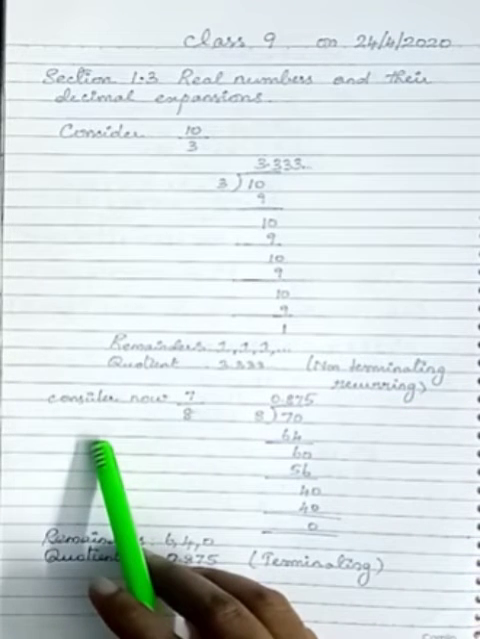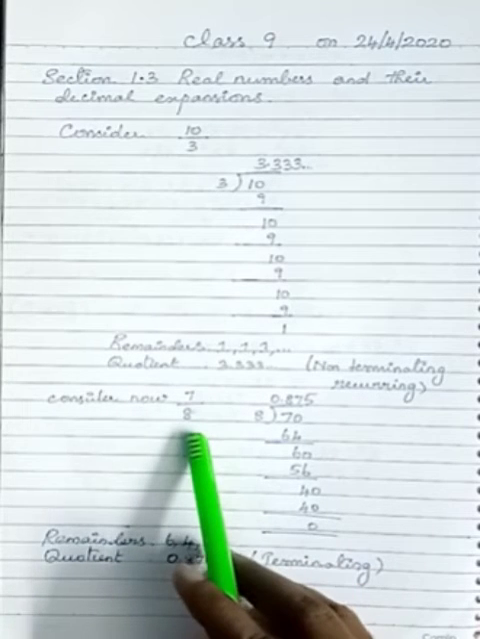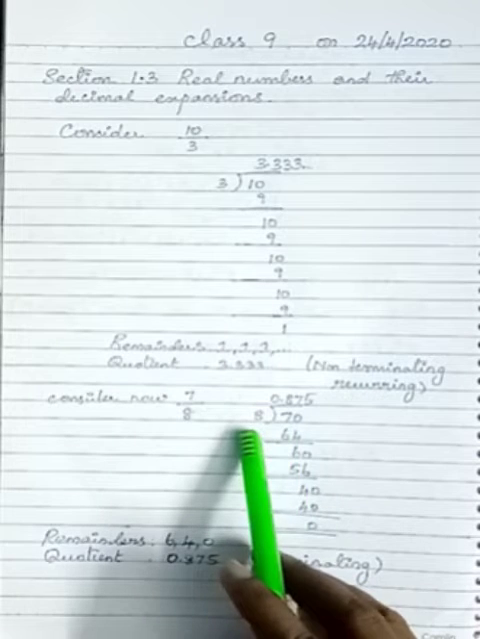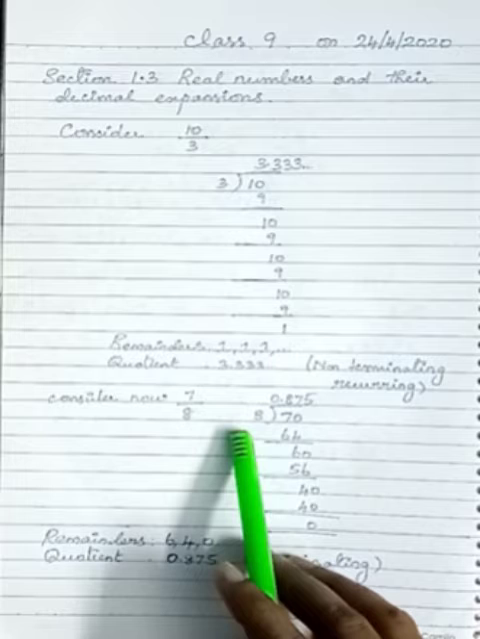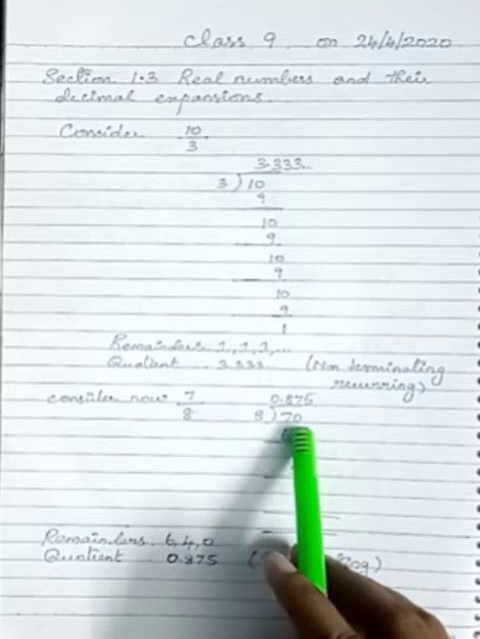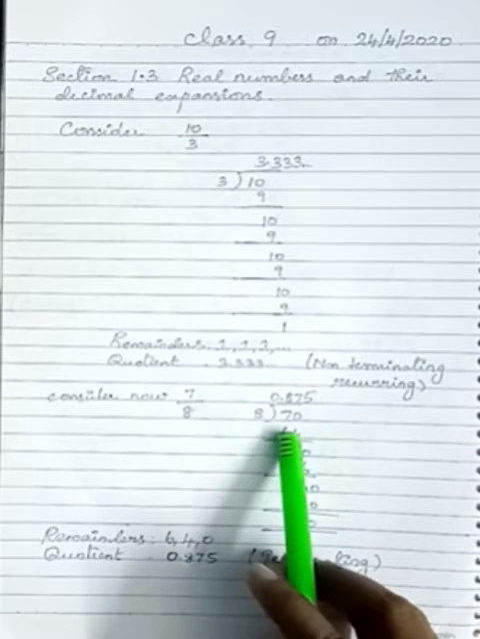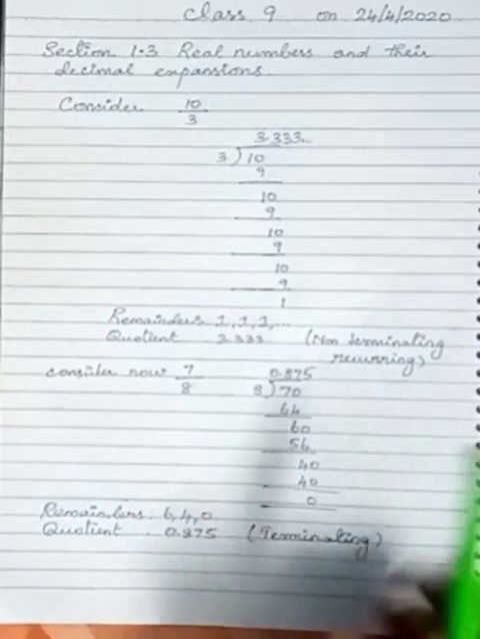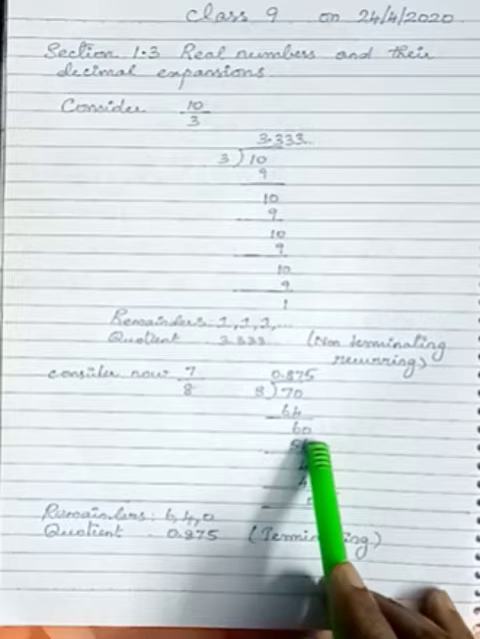Now we are going to consider another number that is also a rational number, 7 by 8. We are going to divide 7 by 8. So 7 is lesser than 8, so it is not possible to divide. So we put a decimal point and we add 0 at the units place. Now 8 8s are 64. So 70 minus 64, the remainder is 6. Now again we add 0 at the unit place.